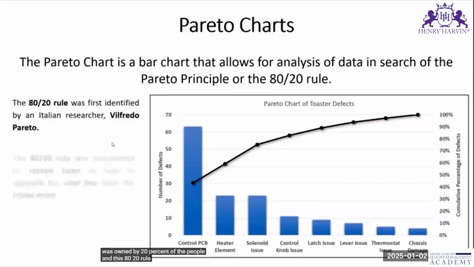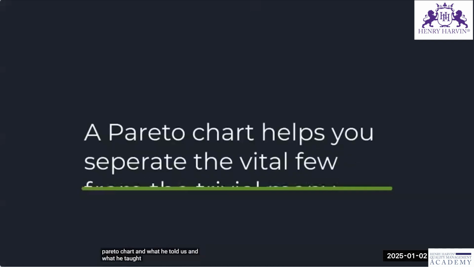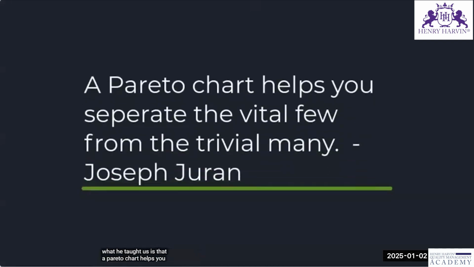And this 80-20 rule and this 80-20 phenomenon was also experienced by a guy named Joseph Juran. Now, he gave credit for the tool to Vilfredo Pareto, but he was the one who popularized this idea of the 80-20 rule and this idea of the Pareto chart. And what he told us and what he taught us is that a Pareto chart helps you separate the vital few from the trivial many.